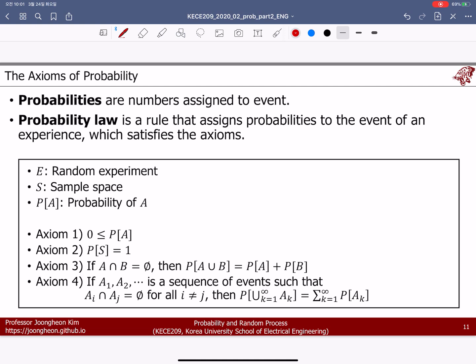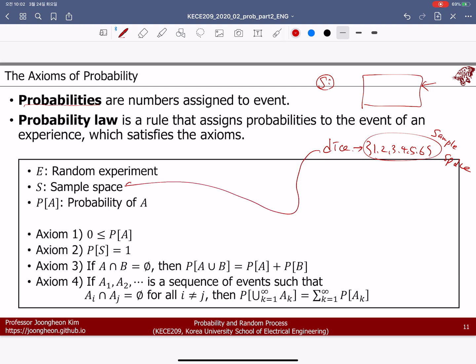First of all, I would like to let you know what probability is. Probabilities are numbers assigned to events. We have S, which is called the sample space. In a sample space, we have everything. Suppose that we are tossing a die. In a die, we have 6 different options: 1, 2, 3, 4, 5, 6. This is everything we can get by tossing the die. That's why we say that this is a sample space.